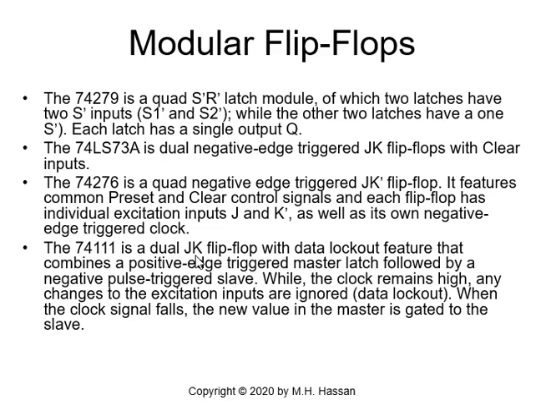So it is a negative edge-triggered device. The 74111 is the dual JK flip-flop with data lockout feature that combines a positive edge-triggered master latch followed by a negative pulse-triggered slave. While the clock remains high, any changes to the excitation inputs are ignored, which is what's called data lockout. So if the input changes, it will be ignored. When the clock signal falls, the new value in the master is gated to the slave.